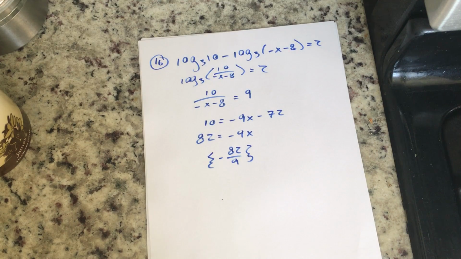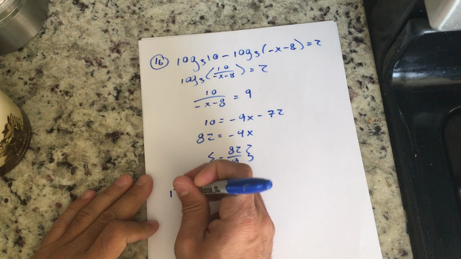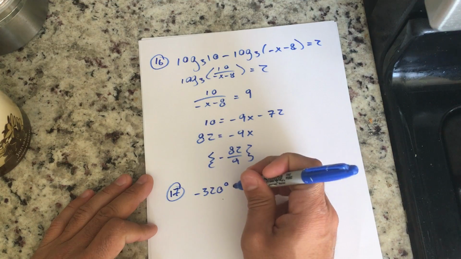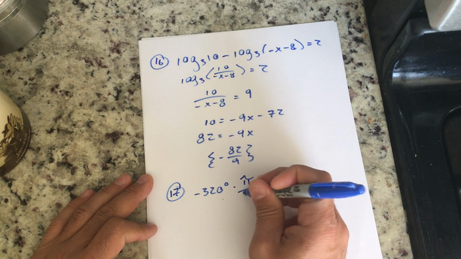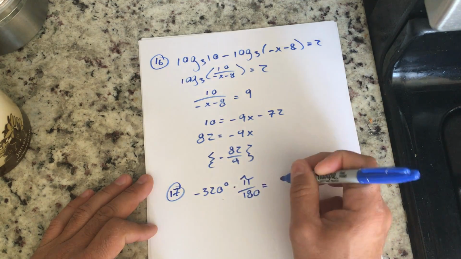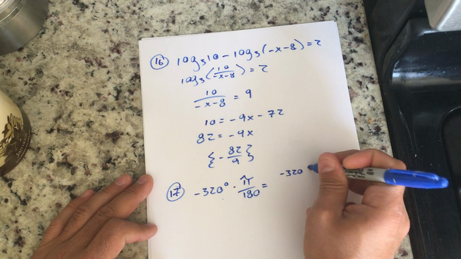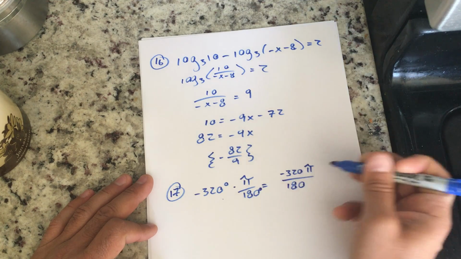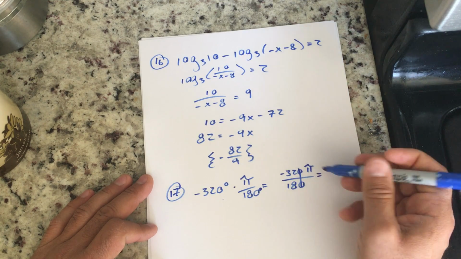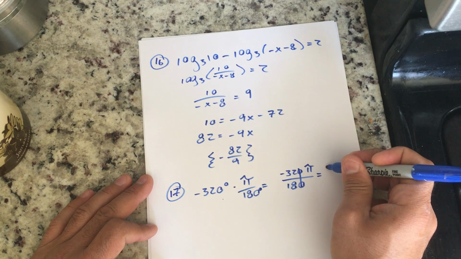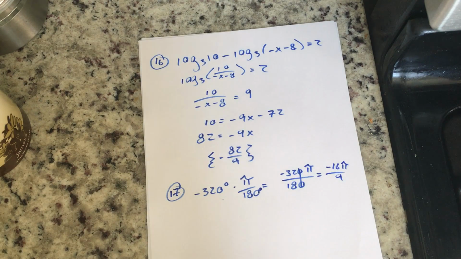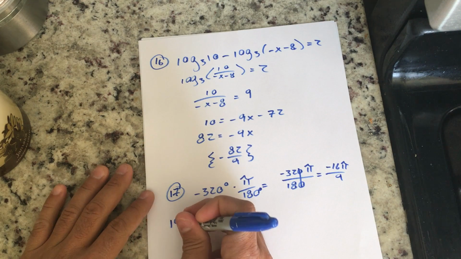17. So now it's asking me to do the degrees to radians. So 17, it says negative 320 degrees. I'm going to multiply that by pi over 180. Negative 320 pi over 180. That simplifies to negative 16 pi over 9. And that's the answer.